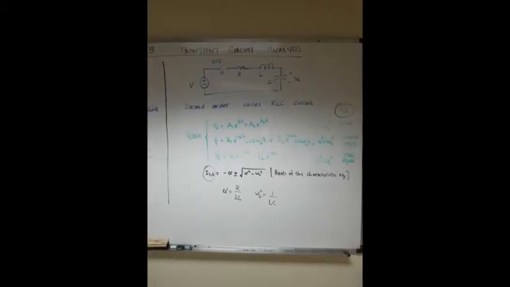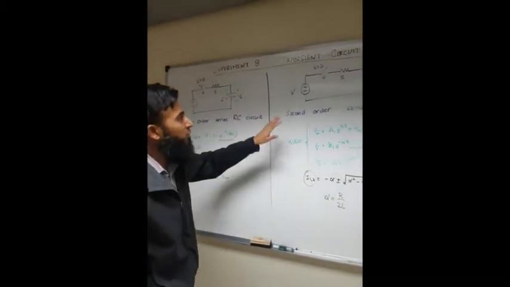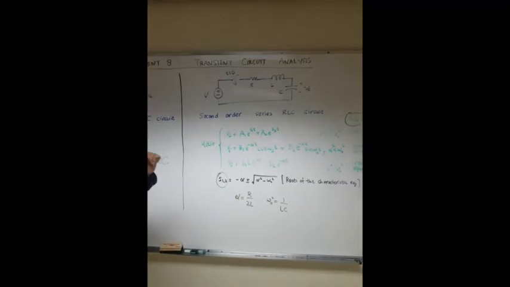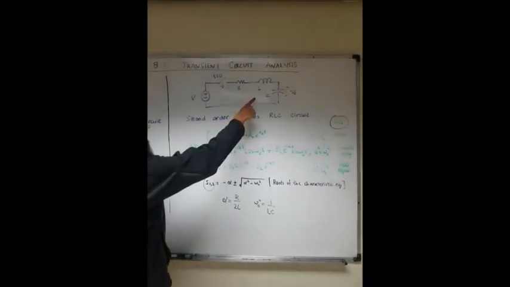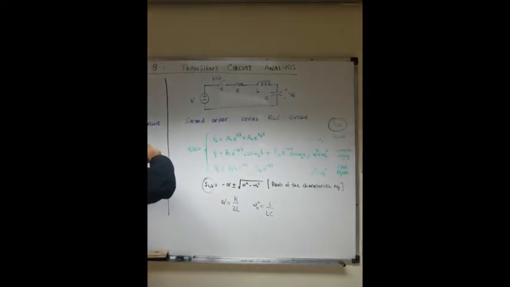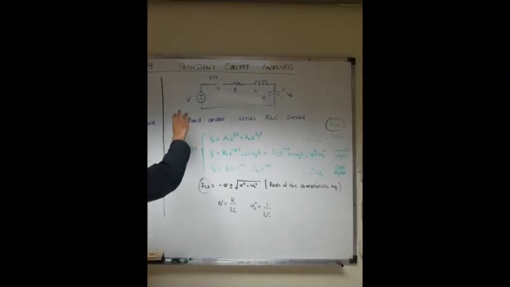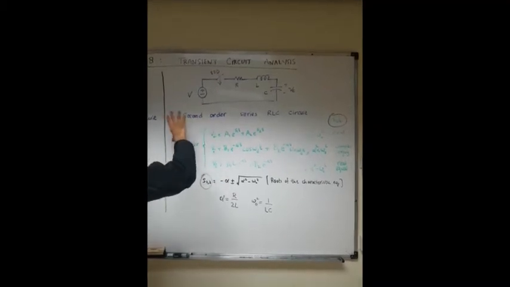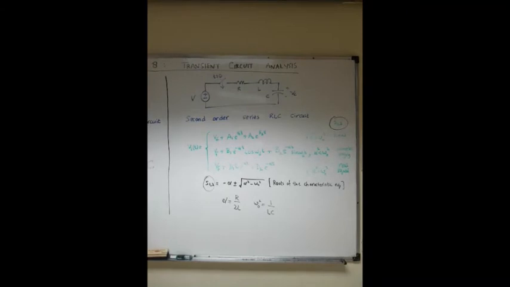Okay students, so we have seen the first order series RC circuit. Now we will move to the second order series RLC circuit. In a second order circuit we have both a capacitor and an inductor. And why is it called second order? Because if we try to write down the differential equation of this circuit, that will be a second order differential equation.